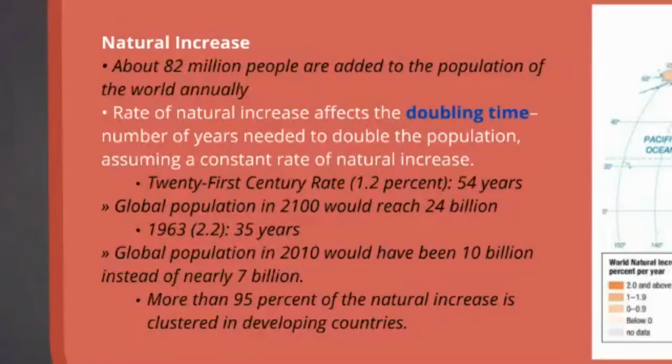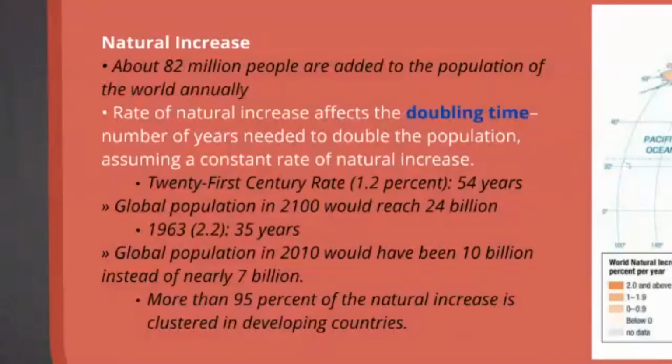So in the 21st century, that rate was 1.2%. That meant that each year they would add 1.2% of population, which meant that the doubling time was 54 years. And global population in 2100 would be 24 billion people if we continued at that rate. But then that rate slowed down. We see, like in the 60s, the rate was 2.2, which meant that it would take 35 years to double.